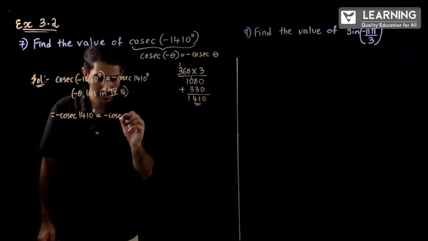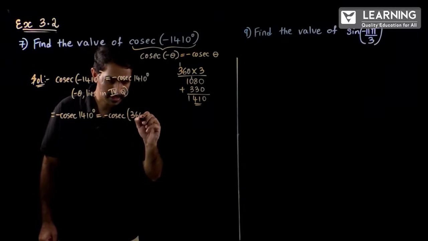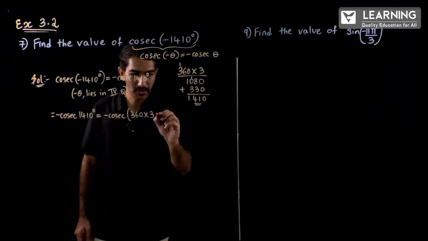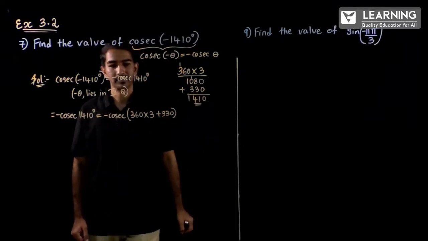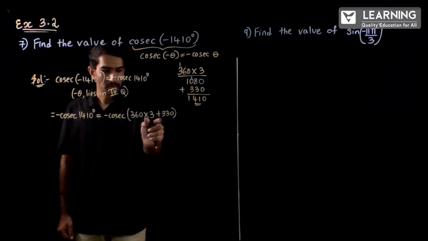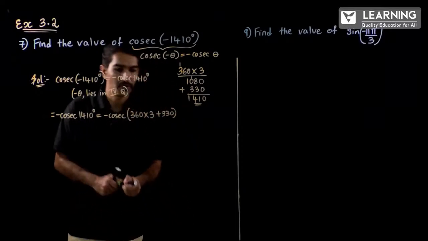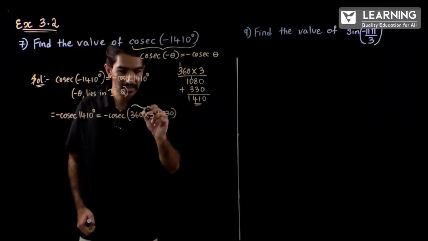Okay, this is equal to what? Minus cosecant 360 into 3. How much is 360 into 3? 1080 plus 330. Correct? Now, this is in which form, students? So we'll just see here. This is in which form? 360 into 3 plus 330. This is in the form of 360 plus theta.